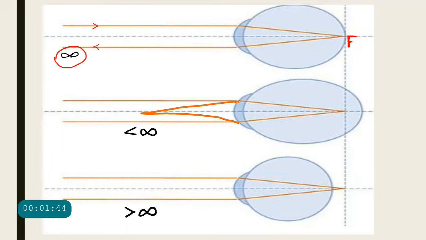So let me here introduce you to the concept of vergence. Vergence is nothing but the orientation of the rays.